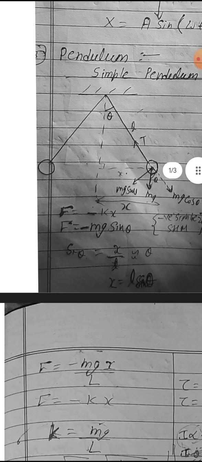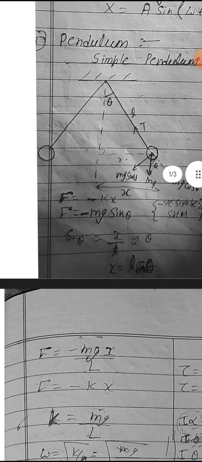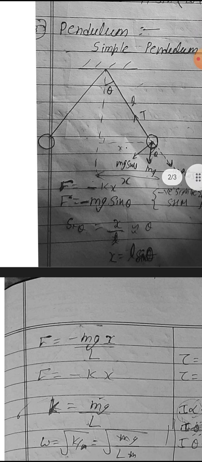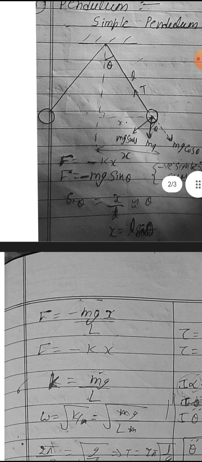So we are writing F equal to minus mg sin theta. Remember, this is very important because this is the restoring force here basically. So F equal to minus kx, we write F equal to minus mg sin theta. Yes, this negative sign is showing that this is the restoring force which is acting on the body.